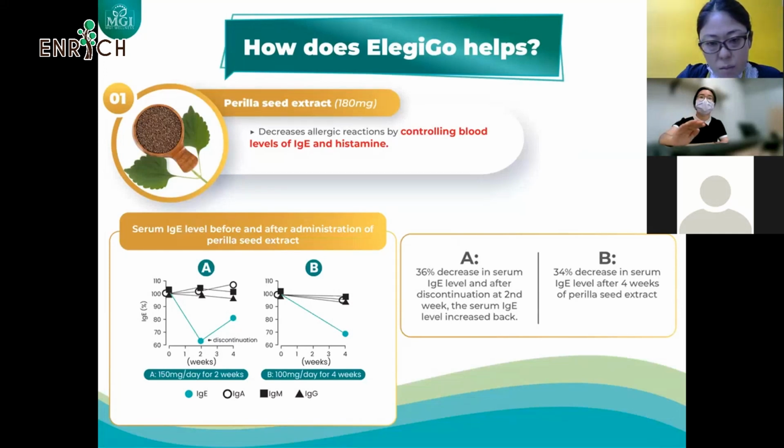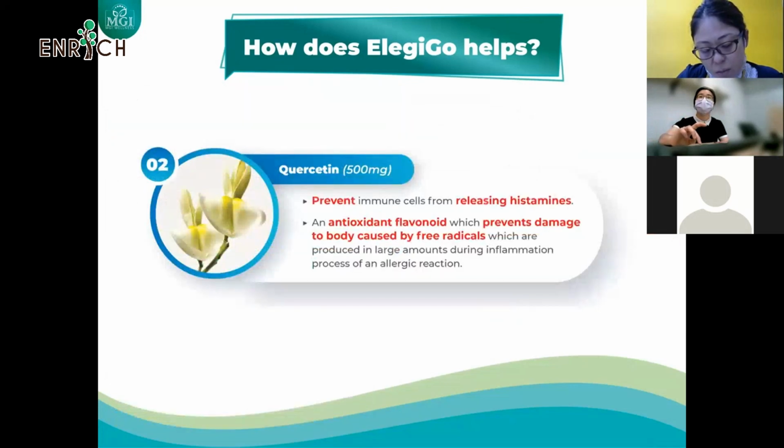And it has shown that after discontinuation of 2 weeks, the IgE level increased back, in which they also did another part that shows a 34% decrease of IgE level after 4 weeks of perilla seed extract administration. So we have also added 500 milligram of quercetin, which helps prevent immune cells from releasing histamines. And quercetin is also an antioxidant flavonoid which prevents damage to the body caused by free radicals, which are produced in large amounts during the inflammation process of allergic reaction.